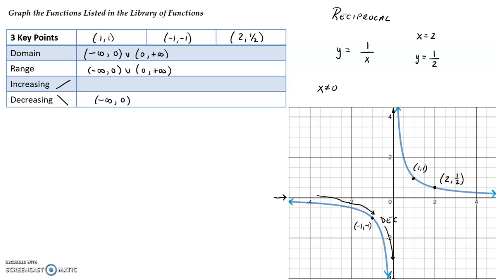And then if we take a look at our second piece of this graph, I'm going to look at it from left to right, so this graph is also decreasing over this entire interval. So from 0 all the way to positive infinity. And we don't have any spots where our graph is increasing on this one, so I'm going to go ahead and write none.